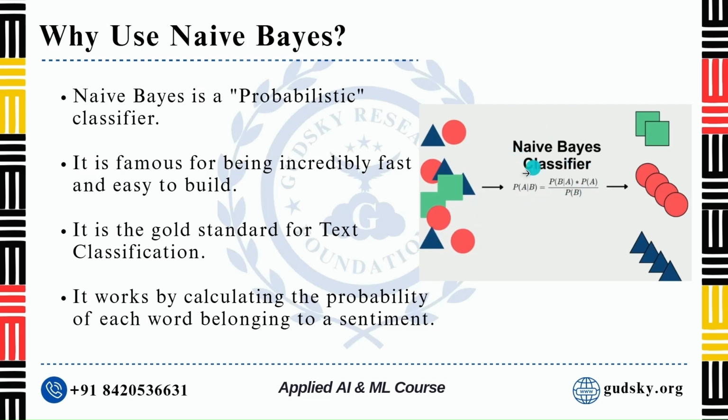This is the formula of our classifier, the Naive Bayes classifier. There are different probabilities. This is called the probability of A happening when the B event has already occurred. And this is the vice versa. And there's the multiplication with the probability of A and the whole division with the probability of B. So this is our basic formula on which our model is working.